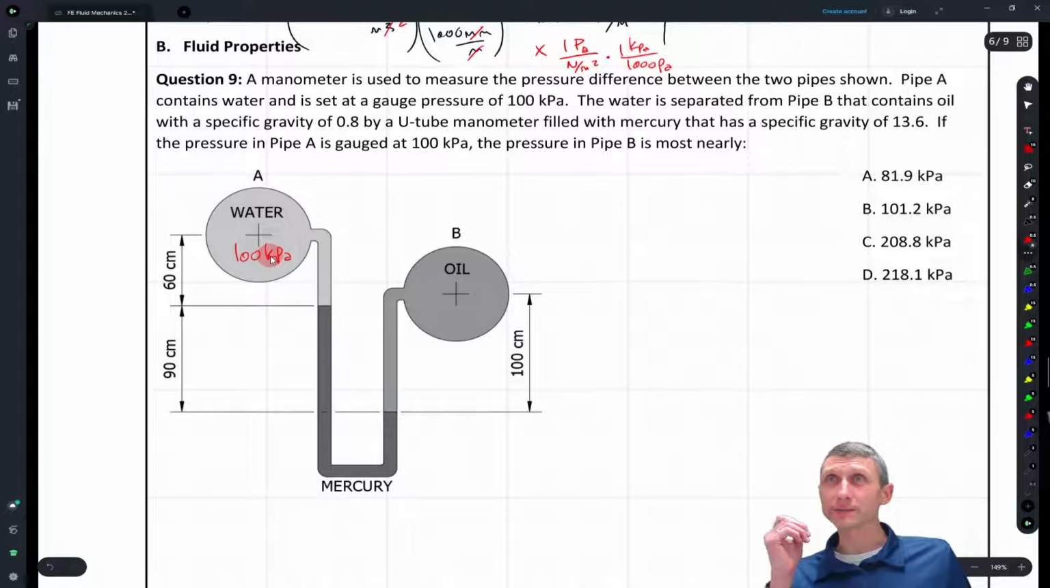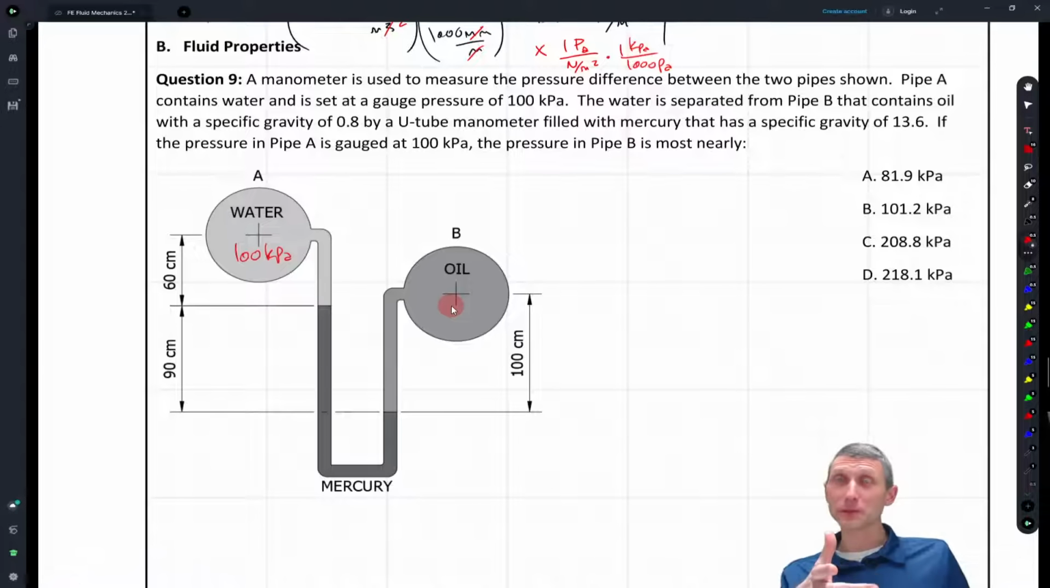of water here, right? And oh man, that annoys me. But what do we have? So we have 100 kPa, and we're trying to figure out what's the pressure at B, right? So the pressure at B is going to be using the manometer rule.